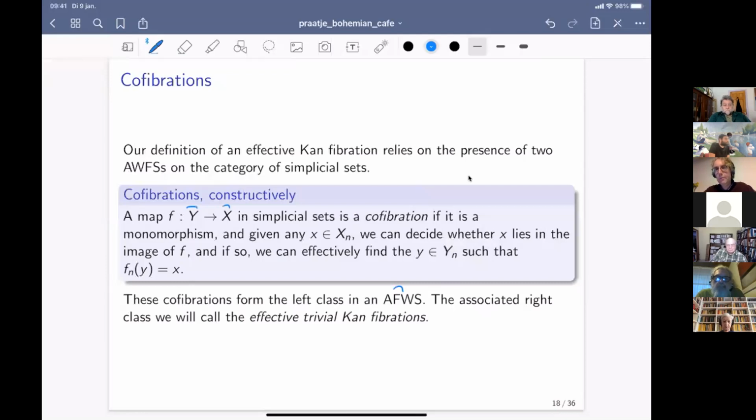Okay, thank you. Yeah, sure. I'll ask one more question. Benno, are the cofibrations in your setup closed under pullbacks? Yes. Is there a universal cofibration?